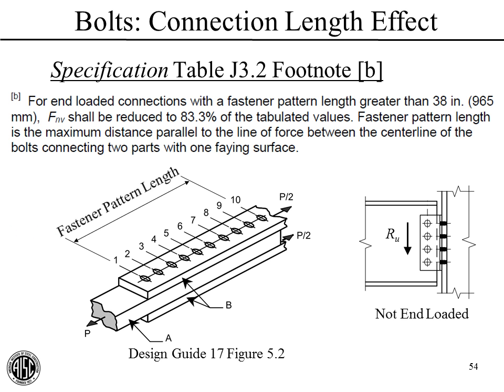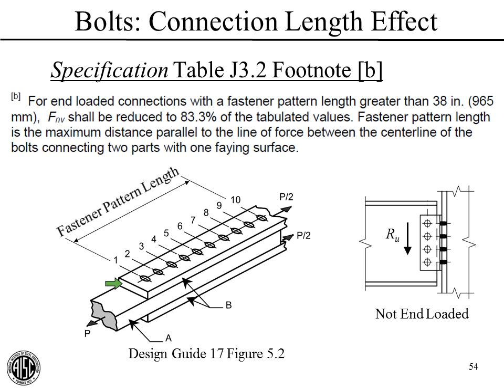So first, what's an end-loaded connection? It's a connection like this, which is from Design Guide 17, Figure 5.2. You can see a series of bolts in a row there, and the loads coming in from the end of the connection, from this end and this end. Now, in such a case, the bolts will not uniformly share the load P. The bolts near the end, each end, will get hammered more than the ones in the middle. So we need some way to take that into account.